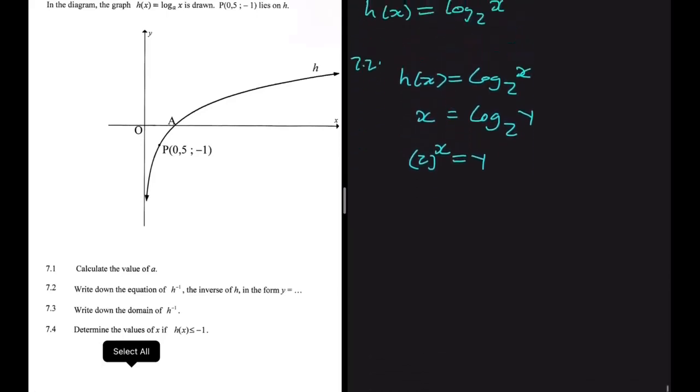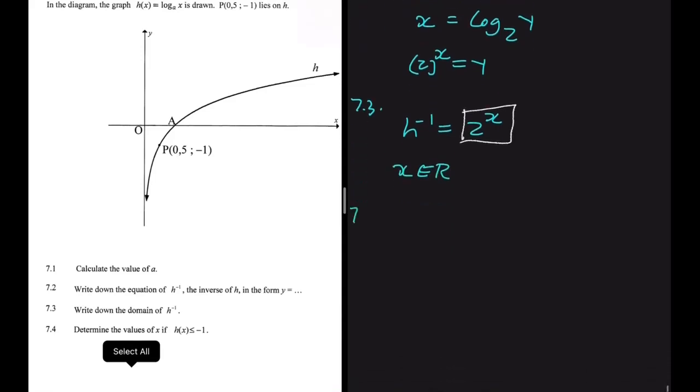And then 7.3 is asking for the domain of h inverse. So we say that h inverse is equal to 2 to the power x. The inverse of h is defined for all values of x. When we take x closer to negative infinity and we take x closer to positive infinity, there's no issues whatsoever. Even when x is equal to 0, there's no issues. So we know that the domain of h inverse is x, an element of the real numbers, right? That function is defined for all possible values of x.